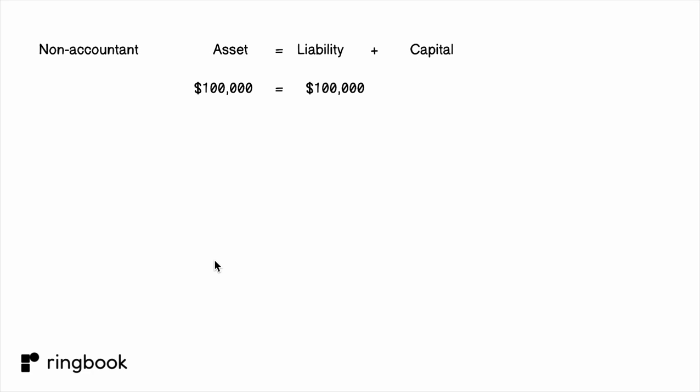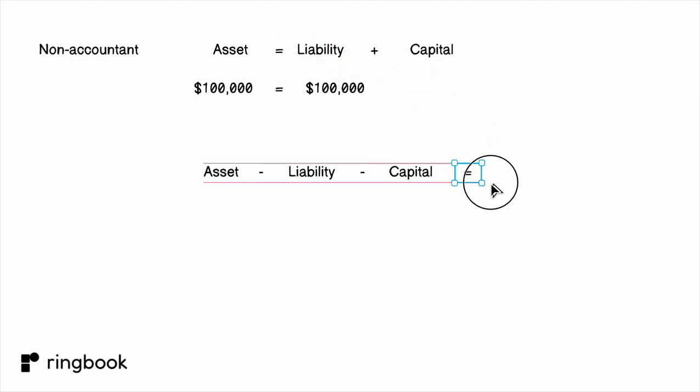But since we are collaborative accounting software, we also need to facilitate accountants, which prefer slightly adjusted formulas. Which is just to move liability over to the left to make it a negative figure. So if asset equal to liability plus capital, then asset minus liability and minus capital equal to 0.